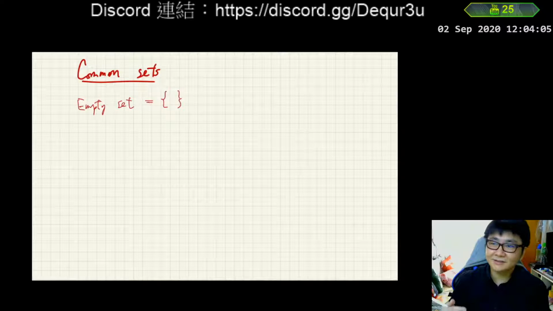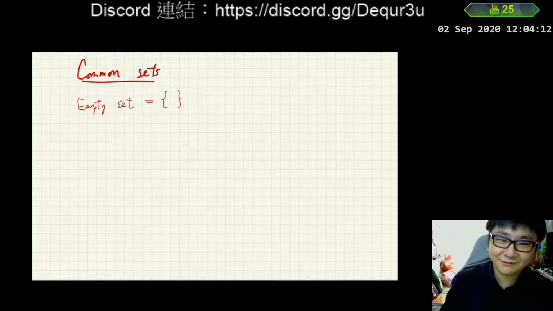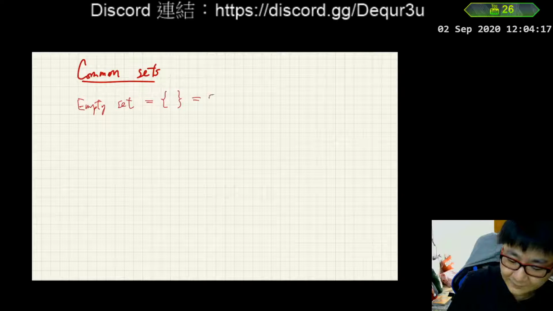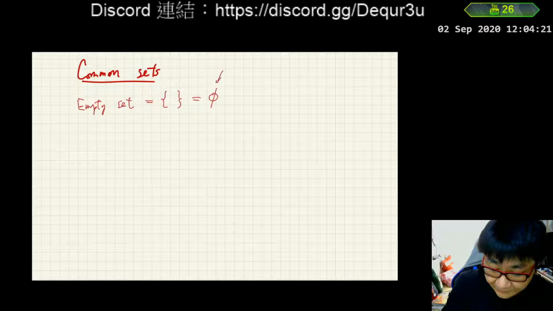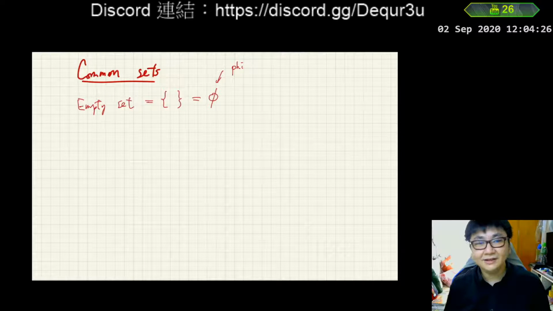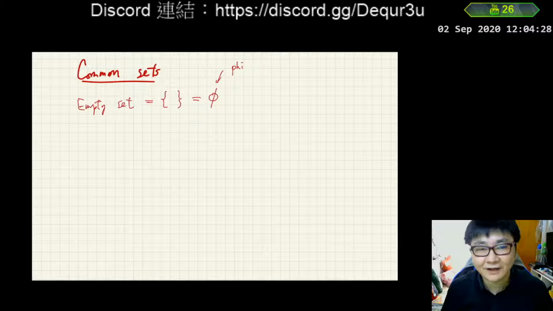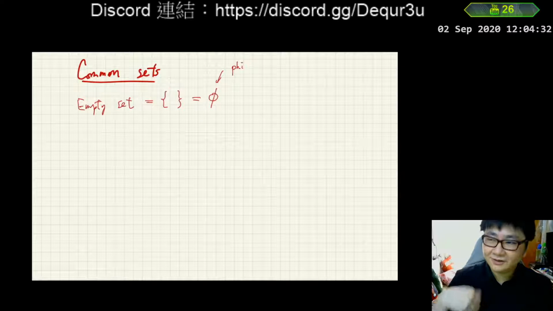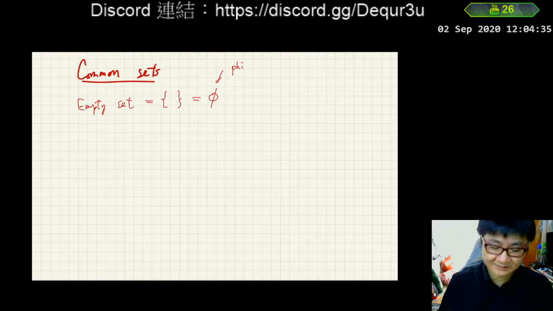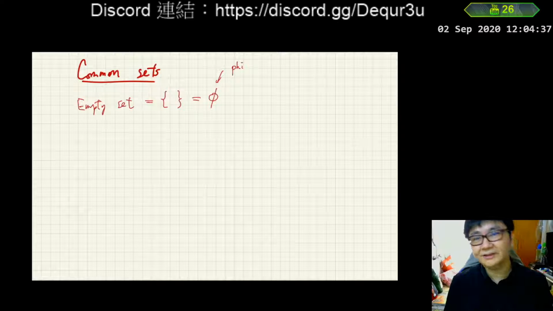This is also usually used. Therefore, we don't want to write so many brackets. We can also use a symbol called phi, a Greek letter phi. The pronunciation is phi. We use the Greek letter phi to represent an empty set. So phi, or the full name, empty set, means a set with nothing in it.